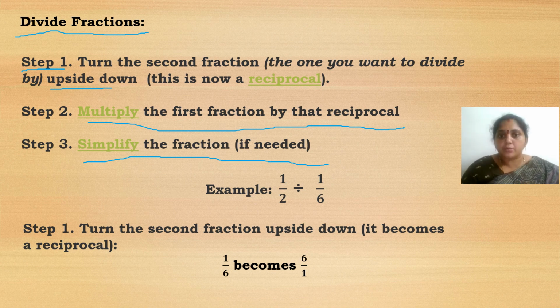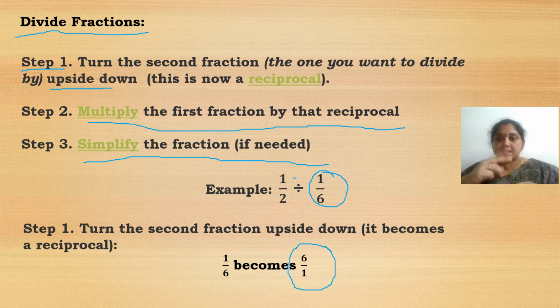Example, 1 by 2 should be divided by 1 by 6. Turn the second fraction upside down. It becomes a reciprocal. What is our second fraction? It is 1 by 6. When you are changing, it becomes 6 by 1. This is called the reciprocal of a fraction. Reciprocal means interchanging the digits which are in the numerator and denominator.